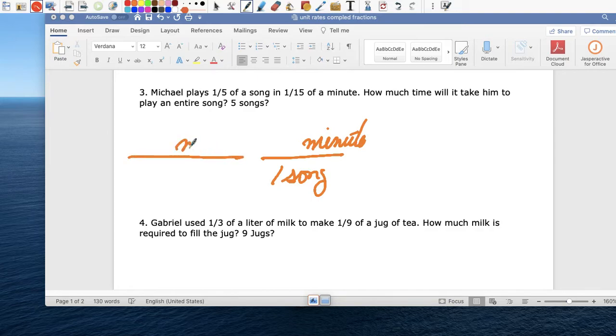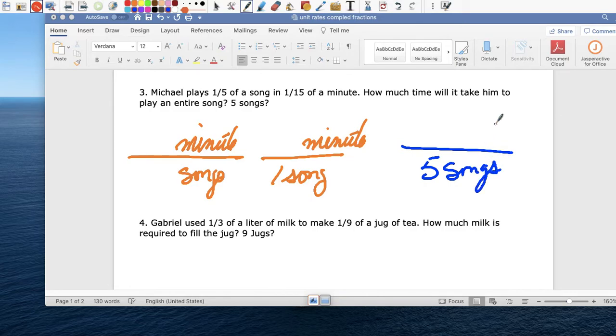So my rate is going to be written in that manner, with the minutes on top and songs at the bottom. And this one has a third part. I need to know how long 5 songs will take. So we're going to go from rate to unit rate to our prediction. Initially our rate is 1/15 of a minute for every 1/5 of a song.